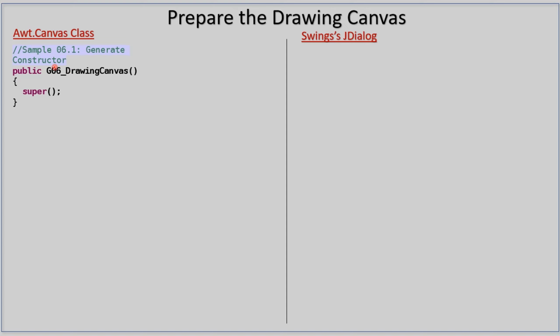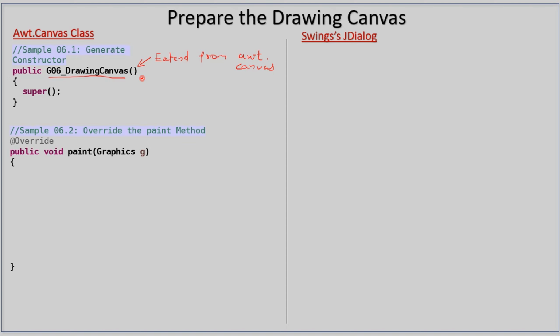So we will extend a canvas class. Then we will create a constructor for that extended canvas. This is the class we will extend from AWT canvas. After extending it, we will override the paint method so that we can draw something on the surface of the AWT canvas. We will come back to this paint method. Let's have the paint method as empty.